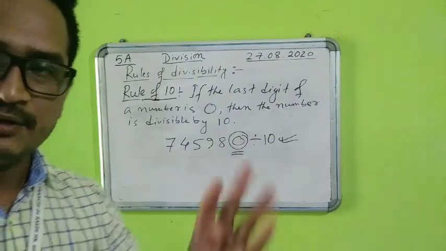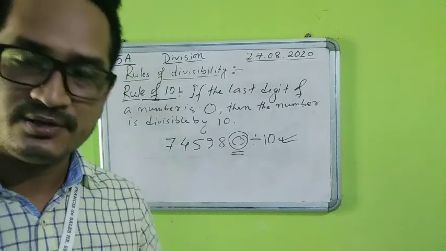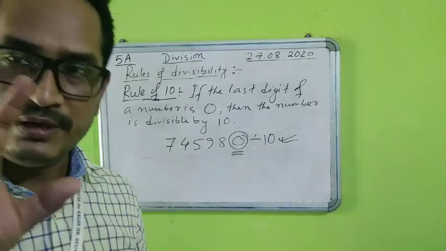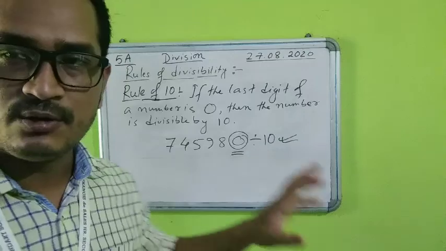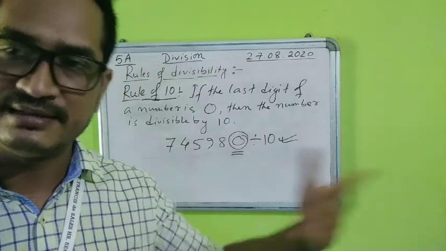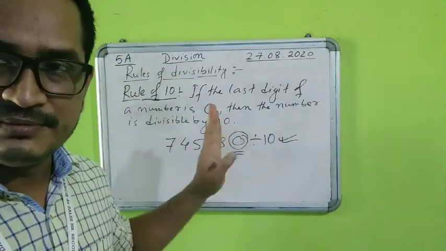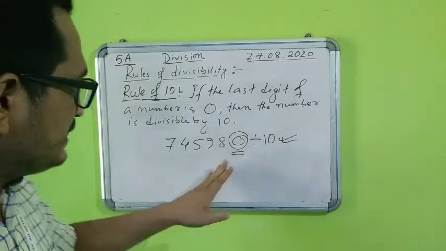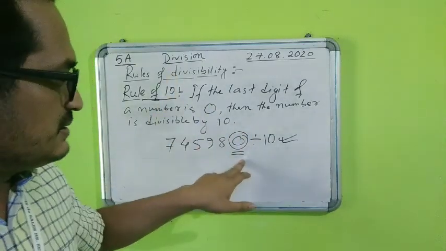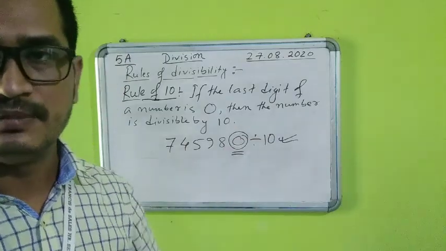I can say the rule of 2 is easy, rule of 5 is easy, and rule of 10 is very easy, because we don't need to do any calculation. We need to only see the last digit. For 2, we see the last digit whether it is odd or even. If it is even, then it is divisible. For rule of 5, we see whether the last digit is 5 or 0, then it is divisible by 5. And in case of 10 also, if the last digit is 0, then it is divisible by 10.